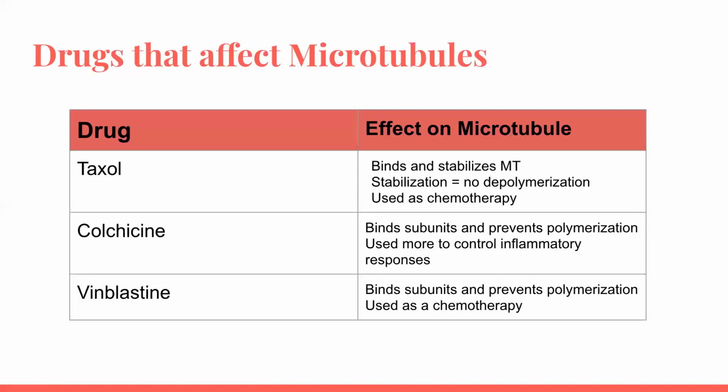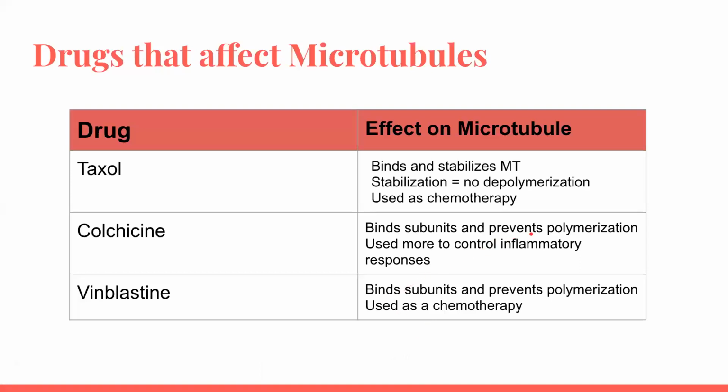It's very specific to just colchicine. But vinblastine is also used for cancer. It's for use in chemotherapy, and it also prevents polymerization. So Taxol prevents depolymerization, and then you have colchicine and vinblastine that prevent polymerization. Does anyone have any questions on these drugs? So you have 1 stabilizing drug and 2 destabilizing drugs.